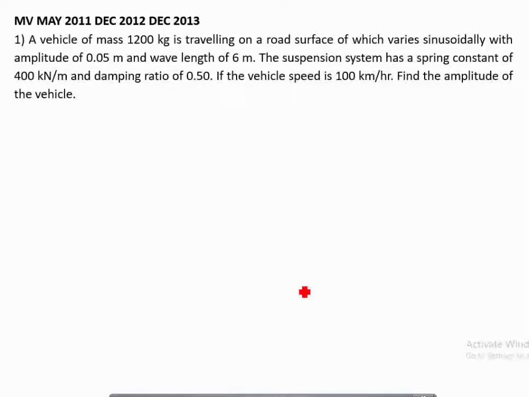So first of all, let us solve the problem. The first problem is: a vehicle of mass 1200 kg is traveling on a road surface which varies sinusoidally with an amplitude of 0.05 meter and a wavelength of 6 meter. The suspension system has a spring constant of 400 kN per meter and a damping ratio of 0.50. If the vehicle speed is 100 km per hour, find the amplitude of the vehicle.